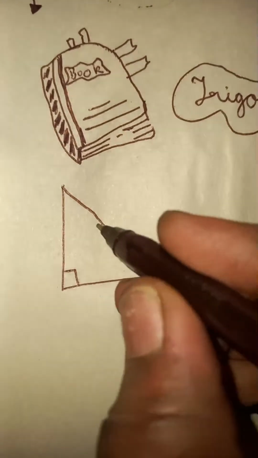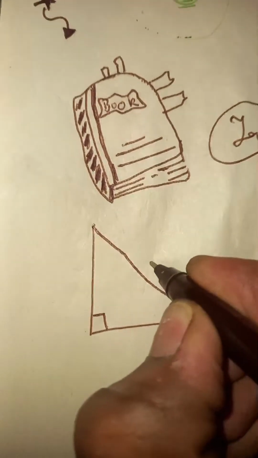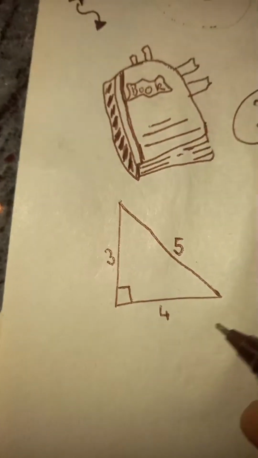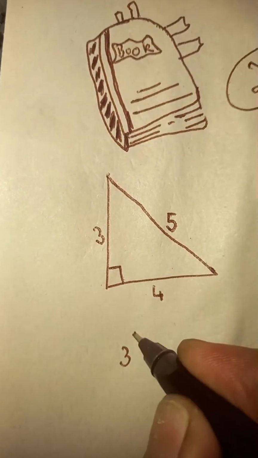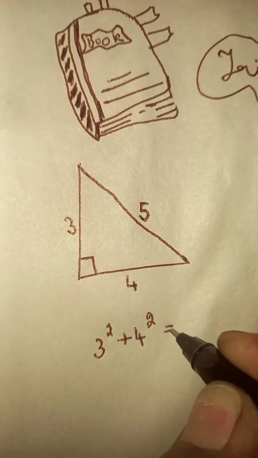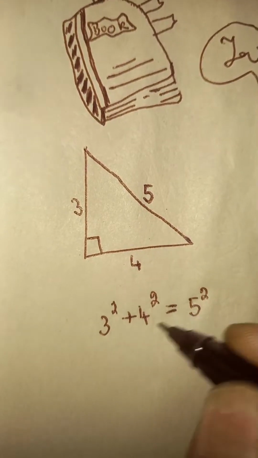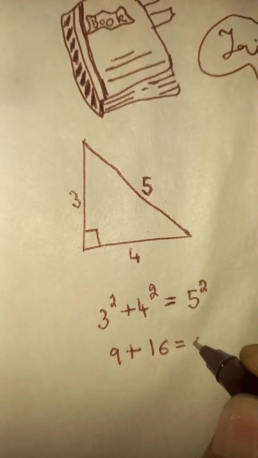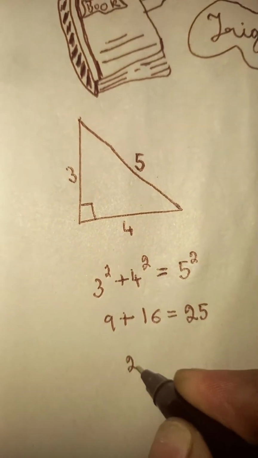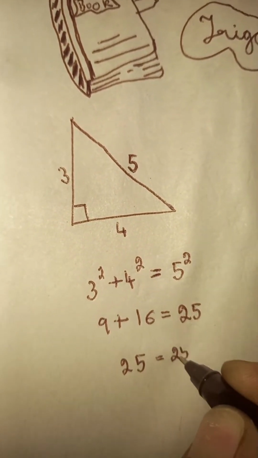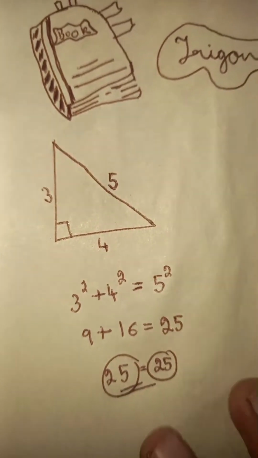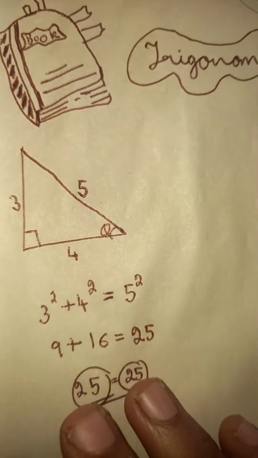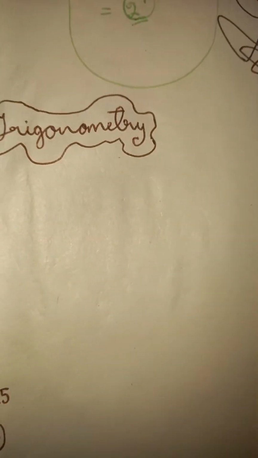If this is the hypotenuse, and it is 5 units, then this is going to become 4 units and this is going to become 3 units, because 3 squared plus 4 squared is going to be equal to 5 squared. 3 squared means 3 times 3, 9, and 4 squared means 4 times 4, 16. 9 plus 16 equals 25, or you can write it as 25 equals 25. That's the Pythagorean theorem.